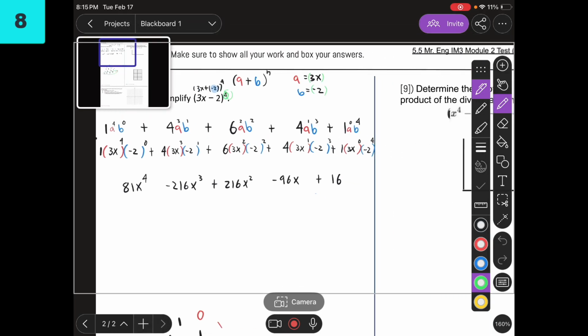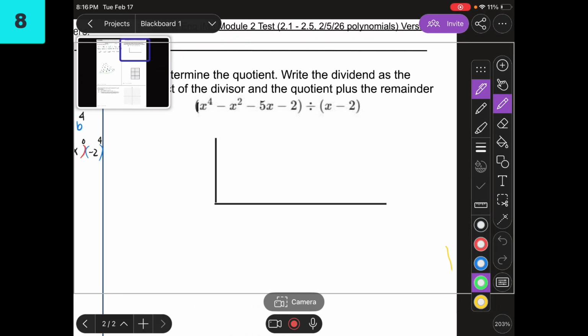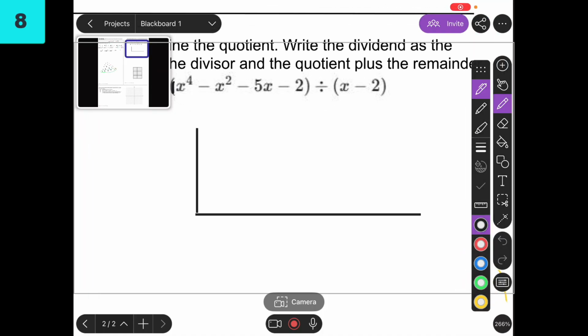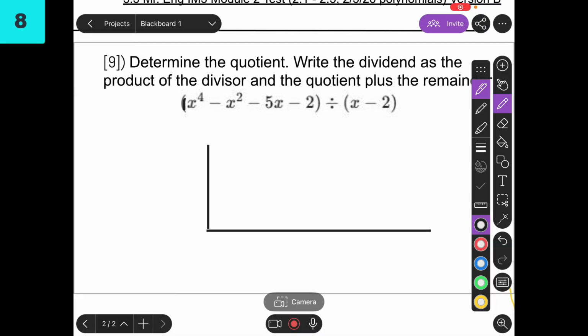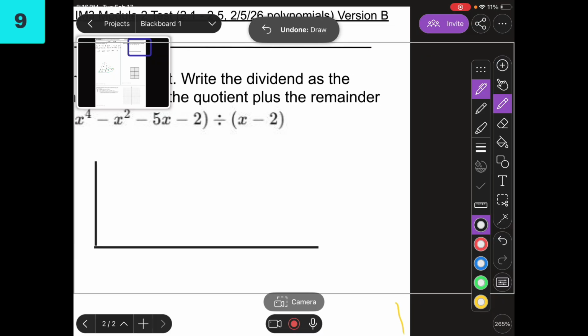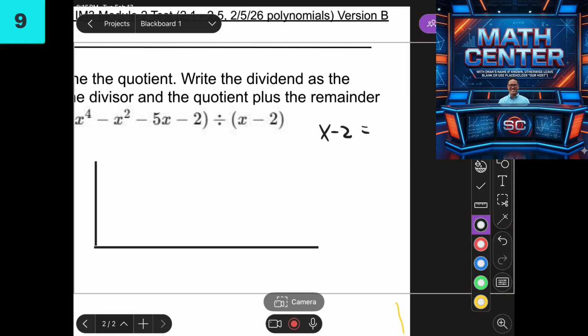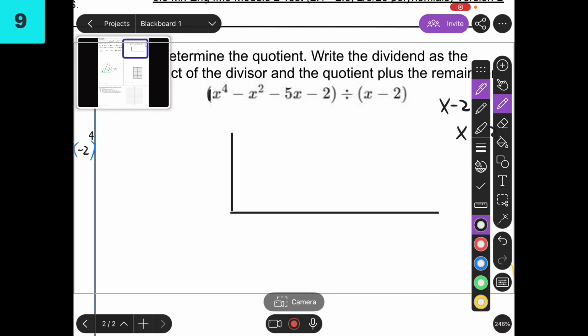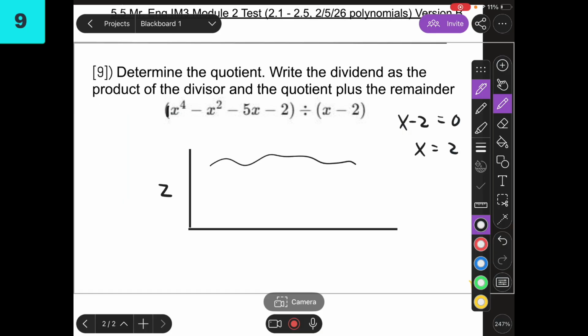Okay, let's move on to the second to last question. Division. All right, so division. Let's use synthetic division. So if I use synthetic division, I want to find out what goes out here first. So what goes out here is you take the divisor, in this case x minus 2, set it equal to 0, which means that x equals 2. This is the number that goes out here. Next up, I want to find out what goes all the way up here. Those are my coefficients. So my first coefficient is 1, right? It's right here.